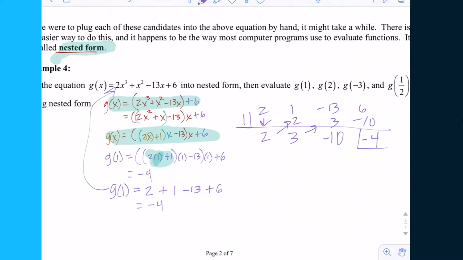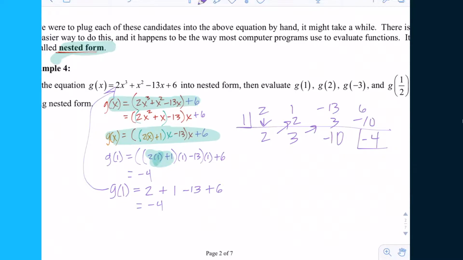But direct substitution still has its value. It's still a good thing to be able to pull off, because the caveat to synthetic substitution is that you do have to have a placeholder for anything that's missing. It has to be written in descending order, and you do have to have a placeholder for any x that's missing. And we'll talk about that later on.